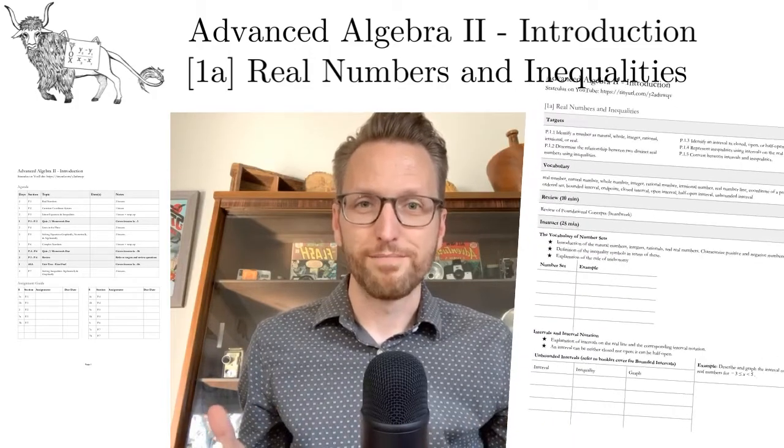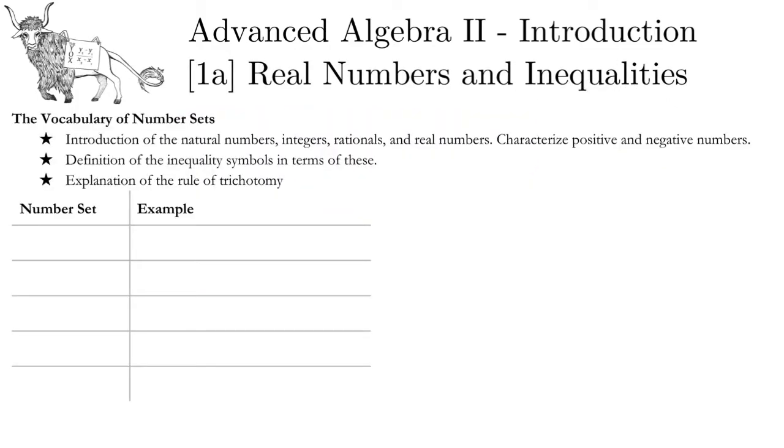So let's get started. Let's start with the vocabulary of number sets. The first number set we'll talk about is the set of real numbers. We'll do a definition, not an example. It's a number that can be written as a decimal. Some examples include 5.0, negative 1.5, and 0.223.